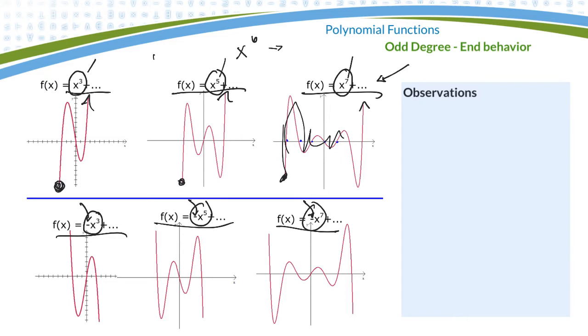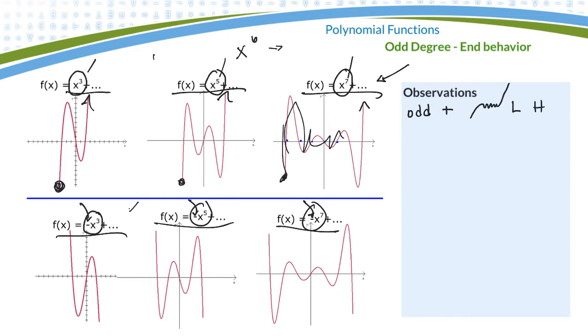So I like to say for these ones that if I have an odd degree and that leading term is positive, then I'm going to have a graph that does this kind of thing. Okay, so it starts low and it ends high.